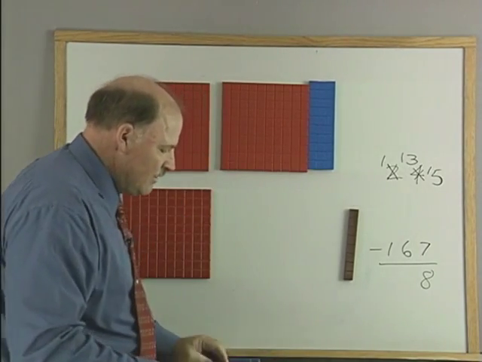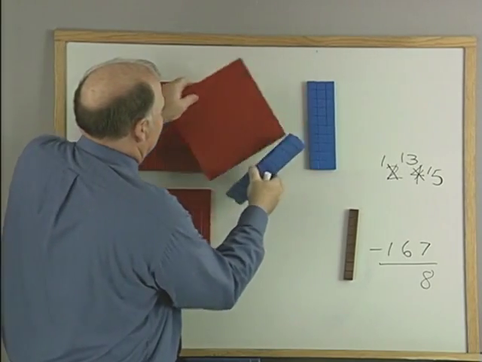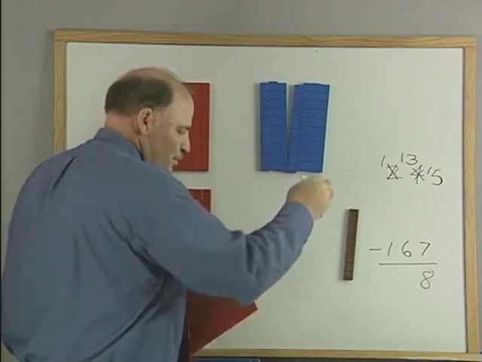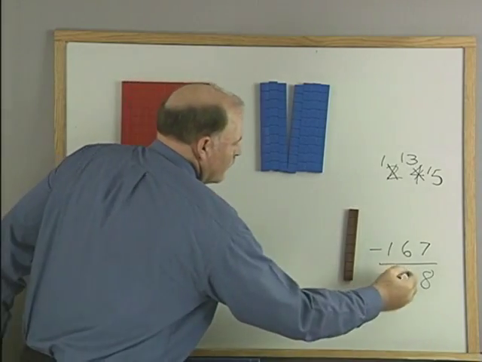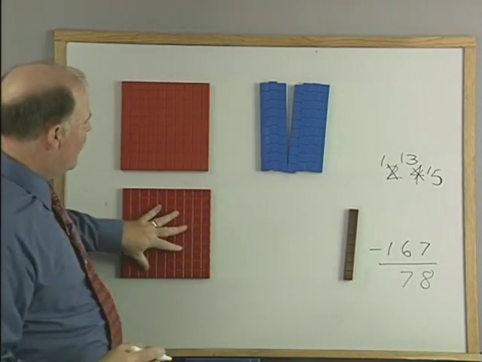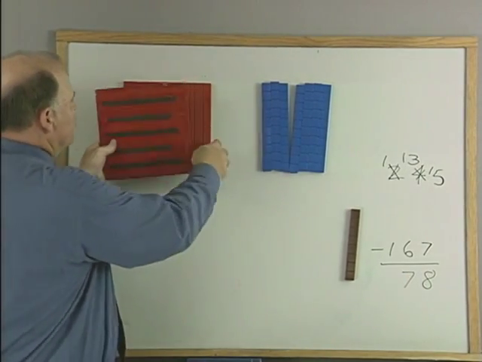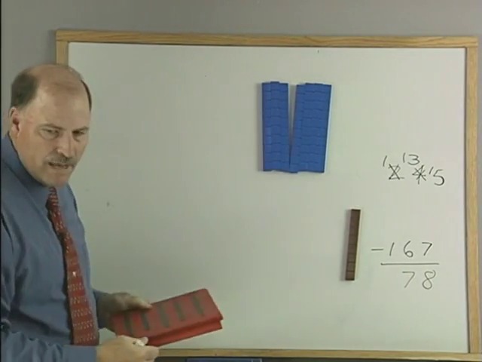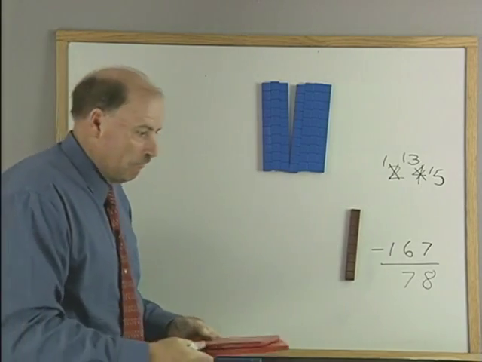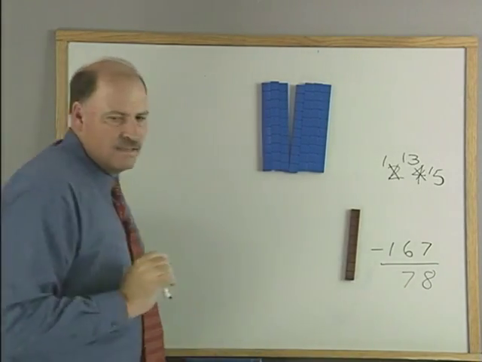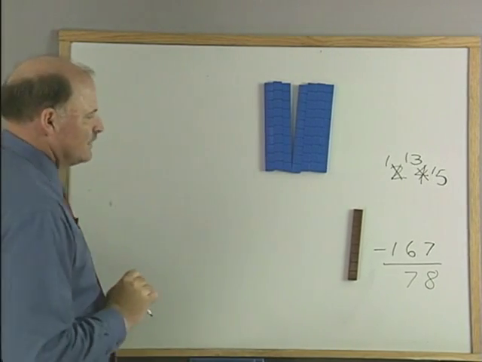And it's going to leave 7. Okay, so we'll put a 7 over here. If we take 100 from 100, what do we get? 0. No hundreds. So the answer is 78. Let's check it just to see if that works.